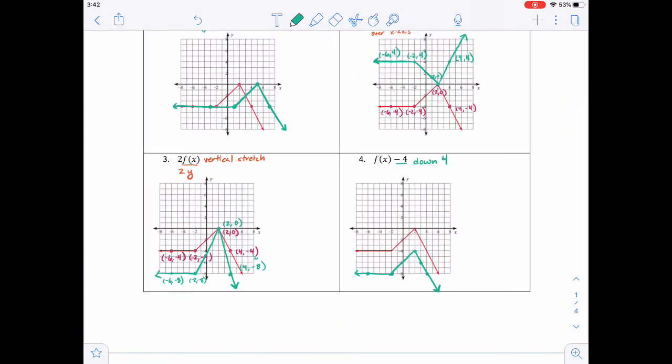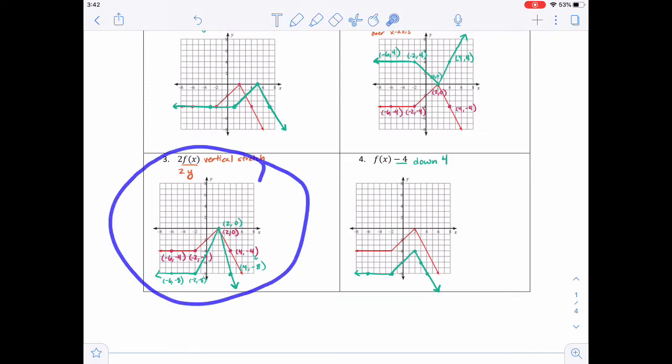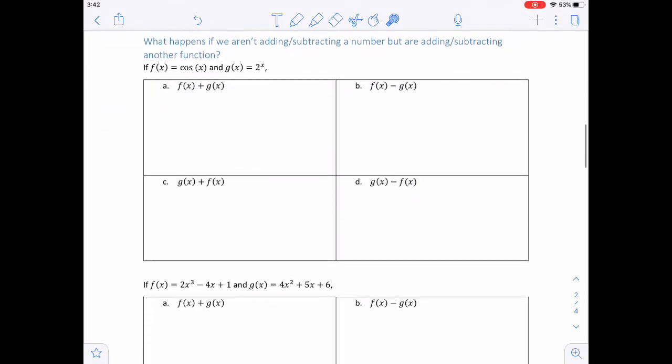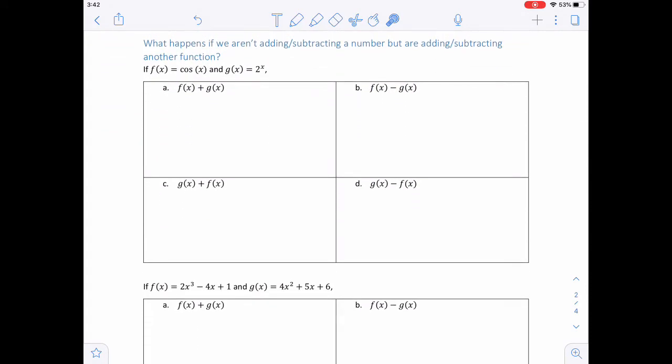So we can add, subtract, multiply, or divide. Dividing would be just like this one to move even our graph. So the next question is, what happens if it's not a number? What if we're adding or subtracting a function from another function? So we're going to look at a bunch of examples.